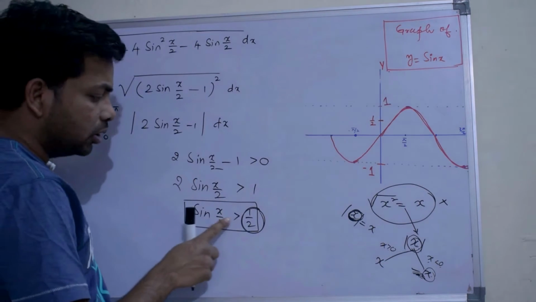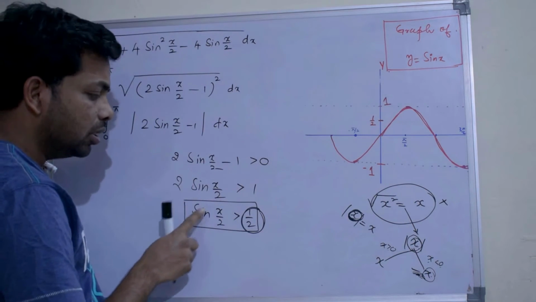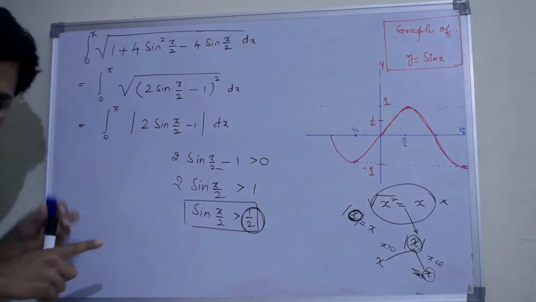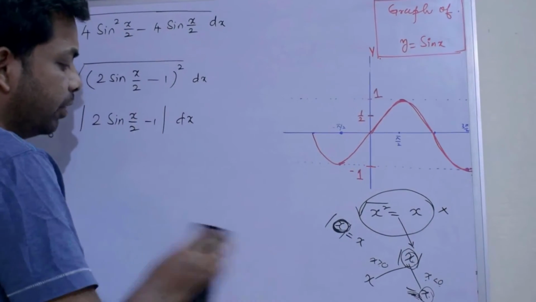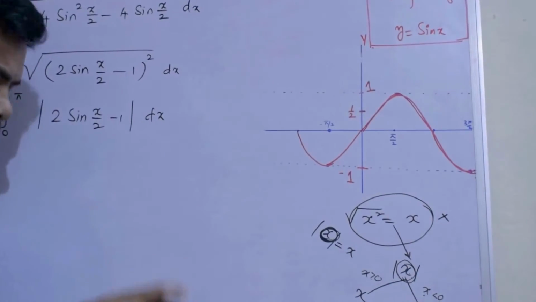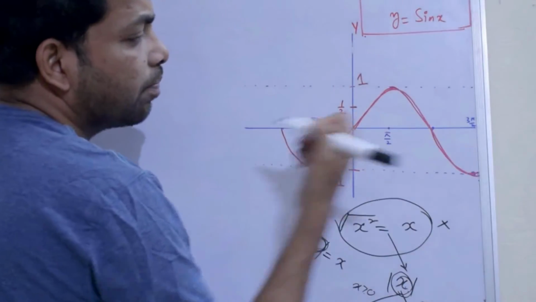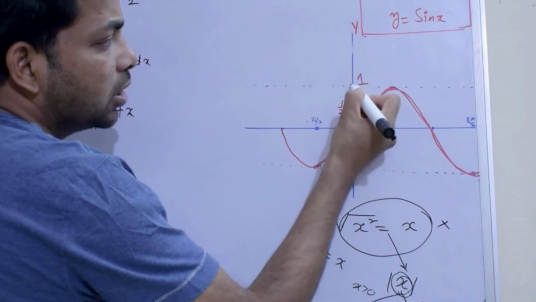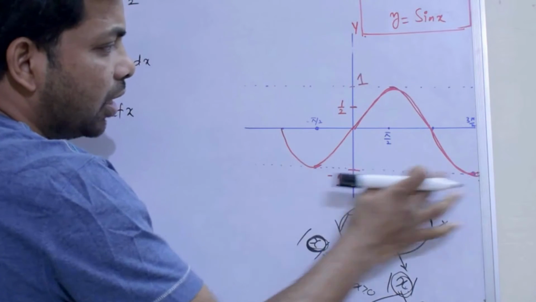Okay, so when the sine function is more than half, it will become positive. Now in the graph I will show you when the sine function becomes more than 1 by 2. This is the graph of sin x. The maximum value of sin x is plus 1 and the minimum value is minus 1, so the graph lies between the plus 1 line and the minus 1 line.